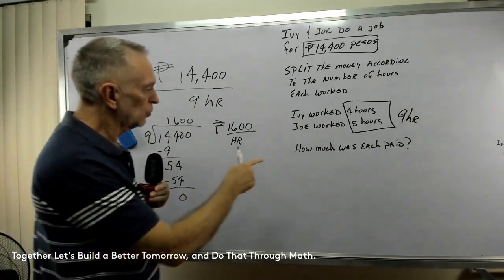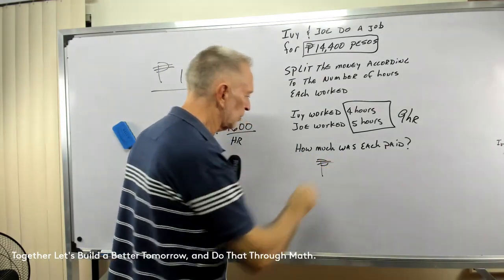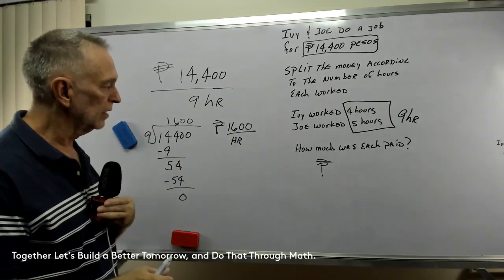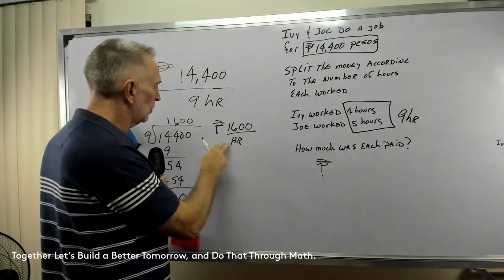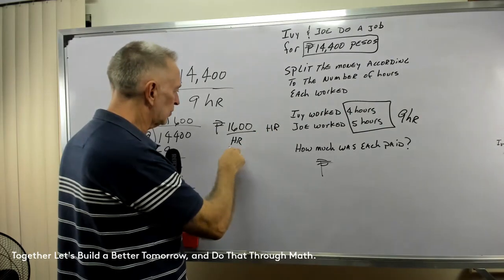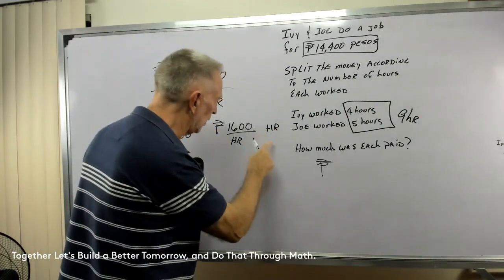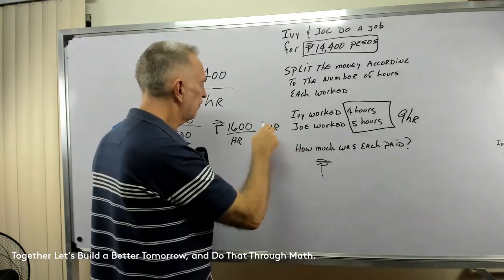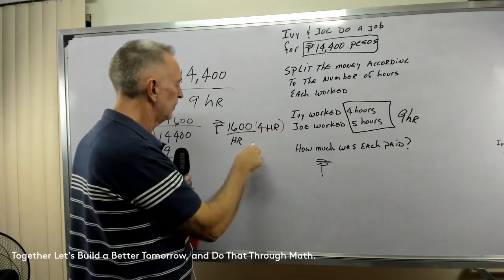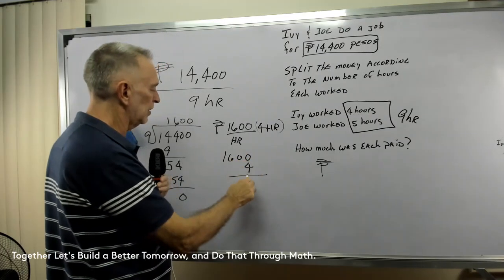Now, since we want to know how much was each person paid, my result is going to be in pesos. It's going to be in units of money. Well, if I have pesos per hour, if I multiply this times hours, hours cancel and I'm left with just pesos. So I know if I want to solve for Ivy, he worked 4 hours.